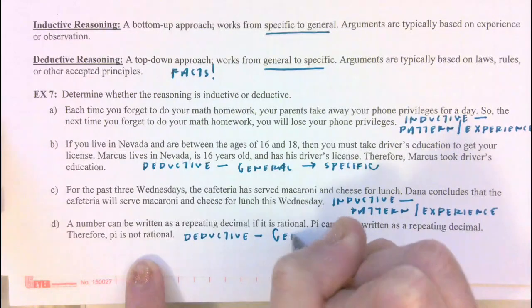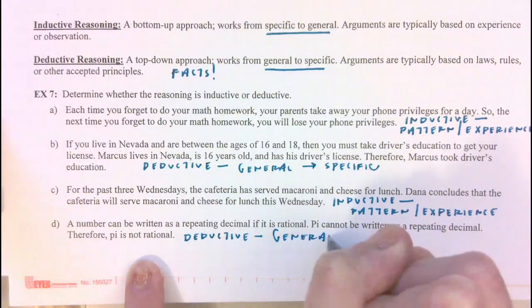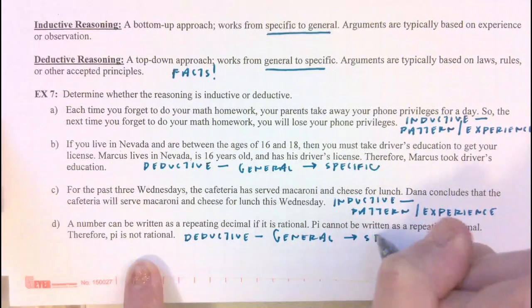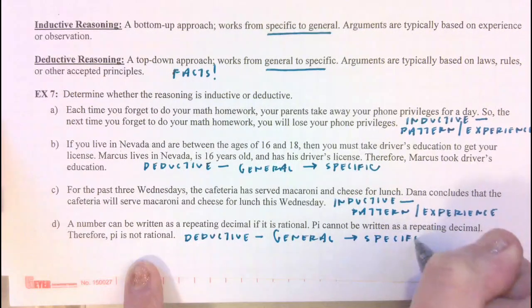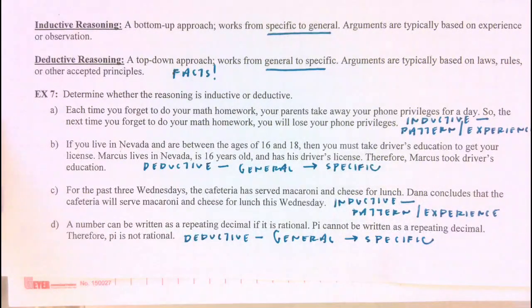So again, you could write general to specific. That's our big identifier. Or think of it as our argument is based on established rules or facts. That's what makes it deductive.